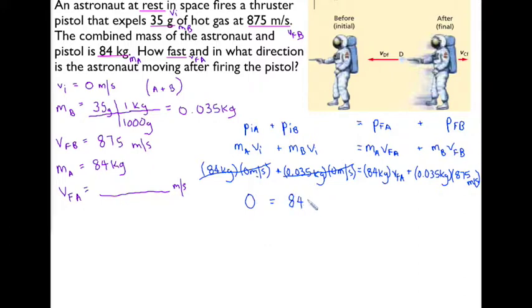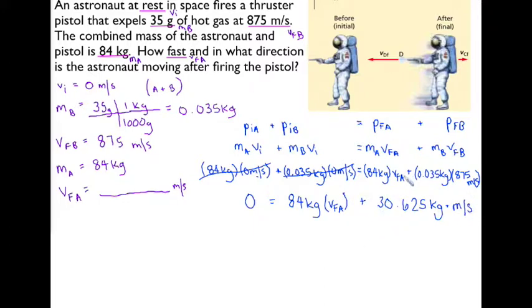84 kilograms times VFA, the final velocity of our astronaut, plus, and I'm going to multiply these two, and I'm going to get 30.625 kilograms times meters per second.